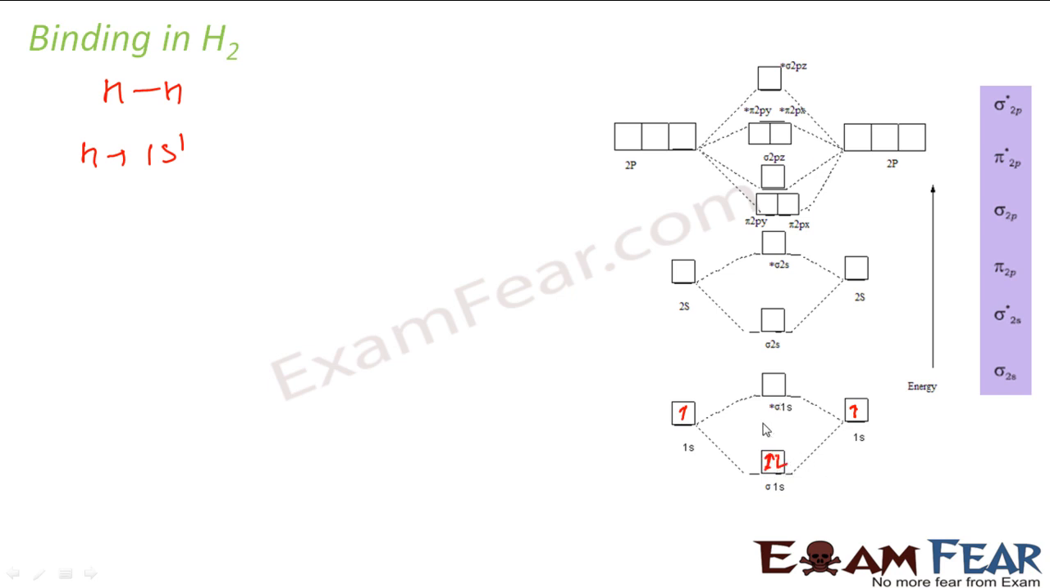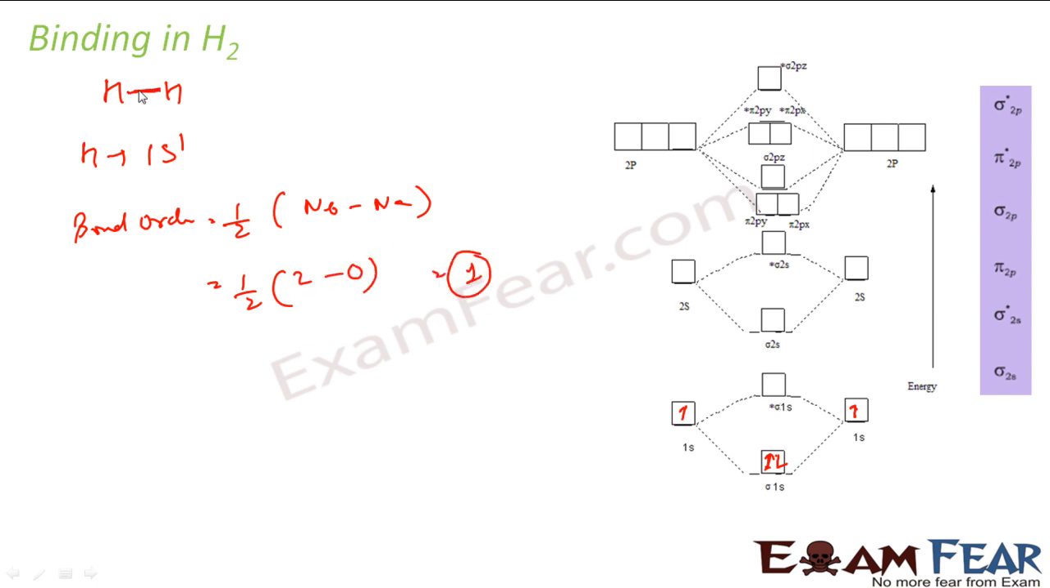So now if you see hydrogen, everything is filled. Let's find the bond order first. Bond order is nothing but 1/2 into the number of electrons in bonding minus the number of electrons in antibonding. So how many electrons in bonding? 2. Antibonding? 0. So this becomes 1. That means there is a single bond, which you can see that hydrogen has.